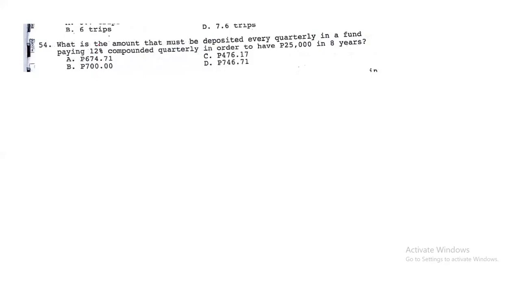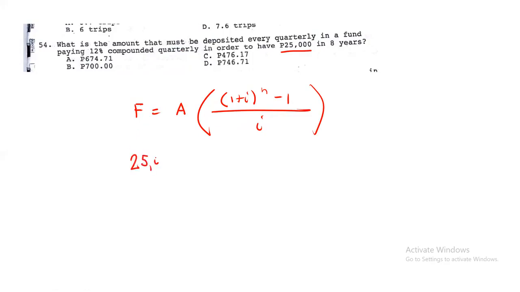So, hinahanap dito, amount that must be deposited every quarterly. So, annuity, future siya. 25,000 in 8 years, future yan. So, F is equals to A, 1 minus 1 plus, oh, mali. Kapag future, 1 plus na pala kagad. So, 1 plus i raised to n minus 1 over i. Deposited every quarterly, then compounded quarterly, hindi na siya kailangan i-convert yung percentage or yung interest. So, as it is na yan.